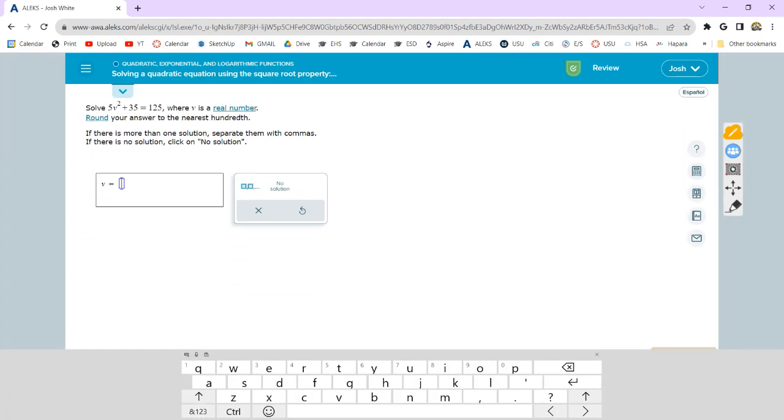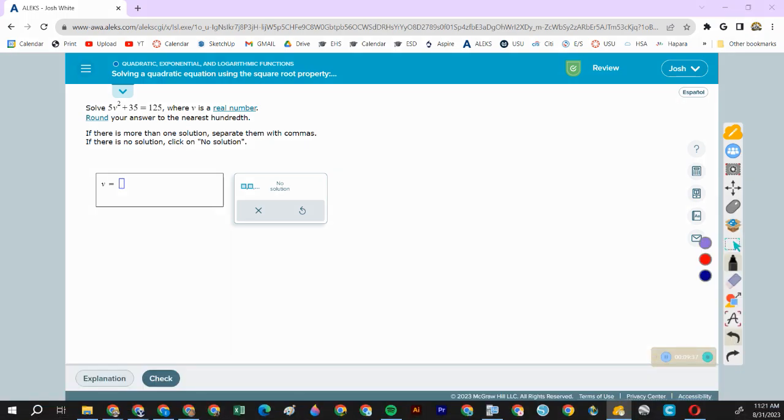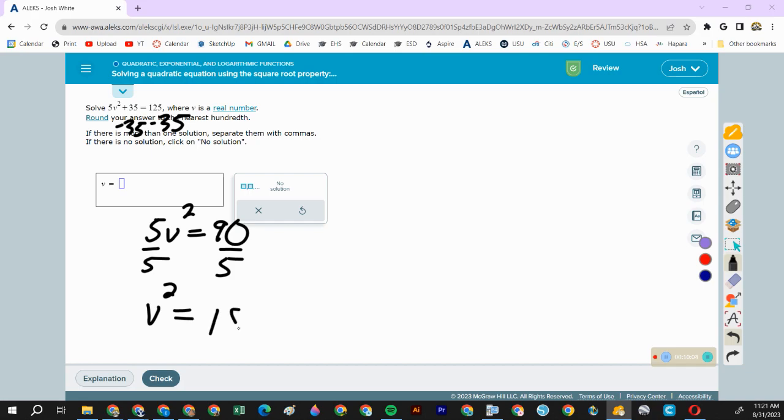So how do we solve this? Well, I could move everything to the left side, but notice there's a v squared term and no v term. So if I subtract 35, I get 5v squared equals 90, yeah, 90, then I could divide by 5, v squared equals, what is that, 18? Now I take the square root, and I get v equals plus or minus.